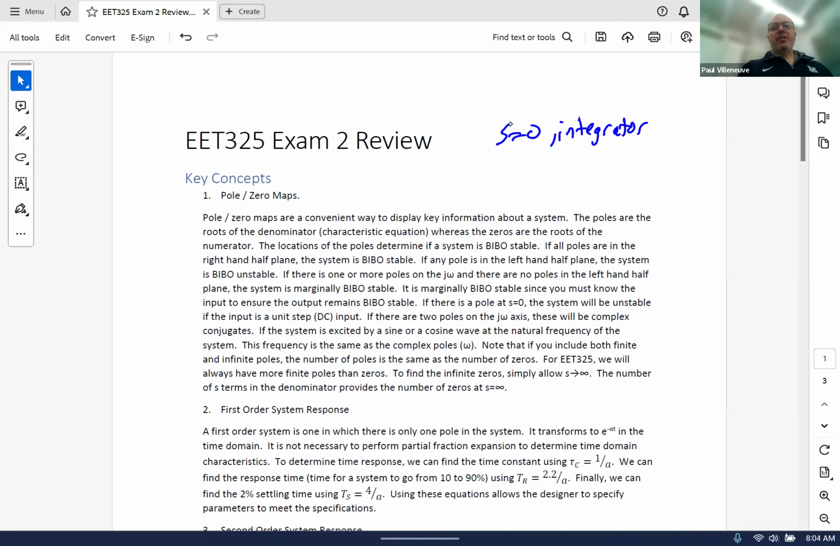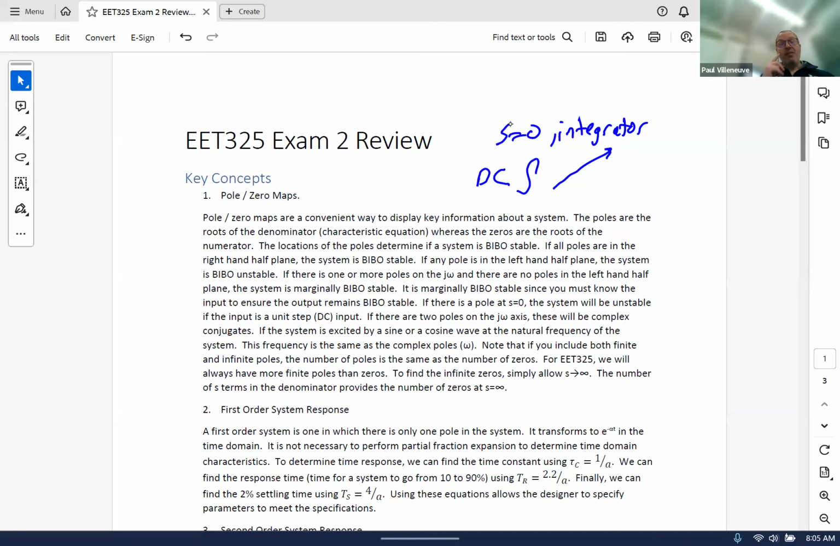The problem is if you're integrating a DC input, over time, that DC input is going to go up and eventually peg out, to damage whatever piece of equipment you may have. So that's why you need to know the input, because for a sine or a cosine wave, that integrator doesn't care. It'll do it, and then you get a bounded output. But for a step input, it has a problem.